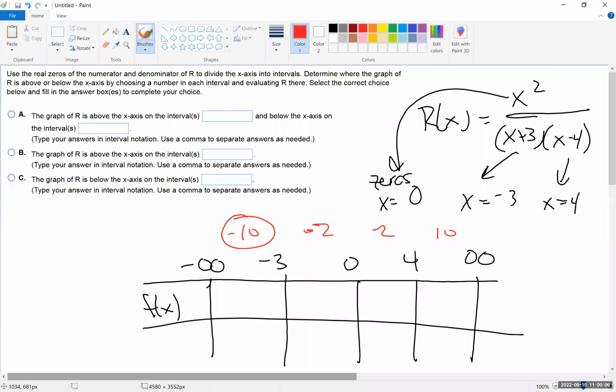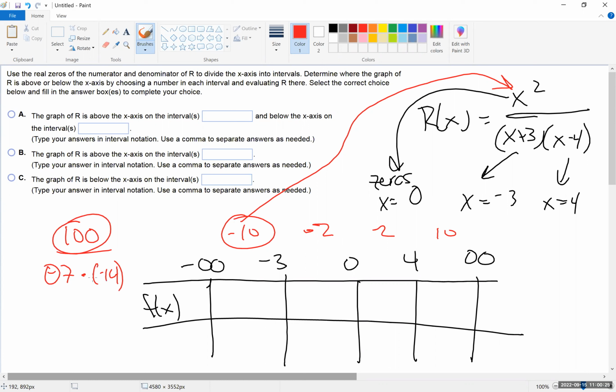When you plug in negative 10 in your calculator, square it, you get 100. And then on bottom, you get 100 divided by negative 10. That's going to be negative 7. And then negative 10, that's going to be negative 14. All you worry about is what's positive, what's negative. So you have a positive divided by a negative and a negative. 2 negatives make a positive. That means it's above the x-axis from negative infinity to negative 3.